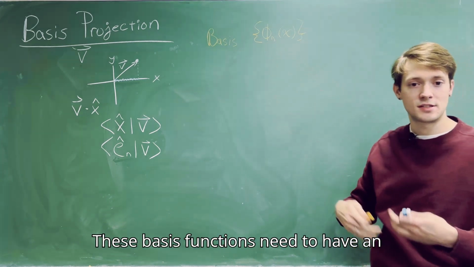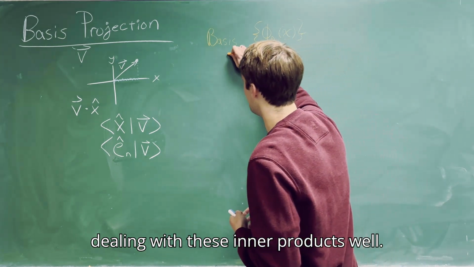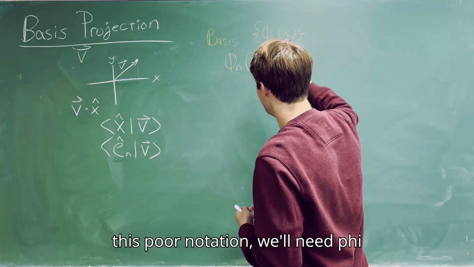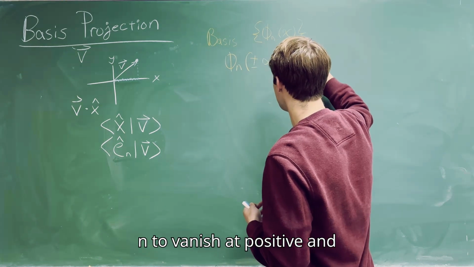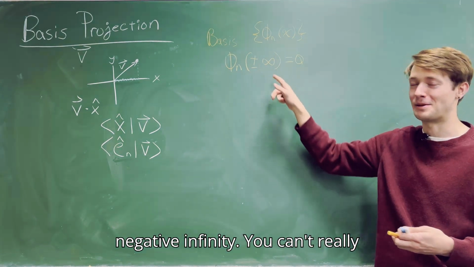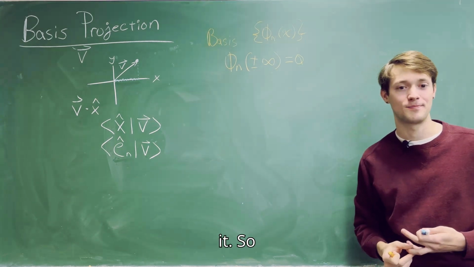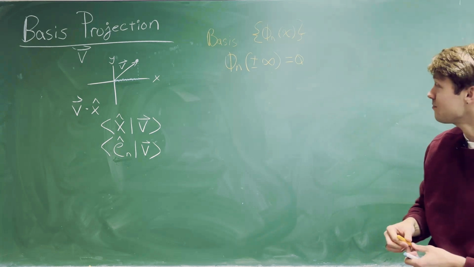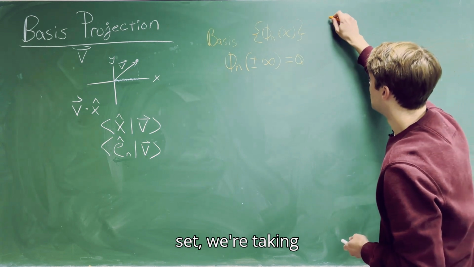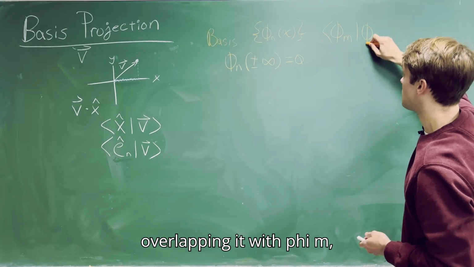These basis functions need to have an important property in order for us to be dealing with these inner products well. We need phi n, and if you'll excuse this poor notation, we'll need phi n to vanish at positive and negative infinity. You can't really plug in infinity into the arguments, but this is a nice succinct way of writing it. So if we had two basis vectors from this set, we're taking phi m and we're overlapping it with phi n.